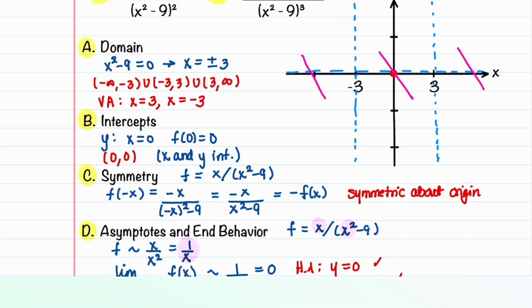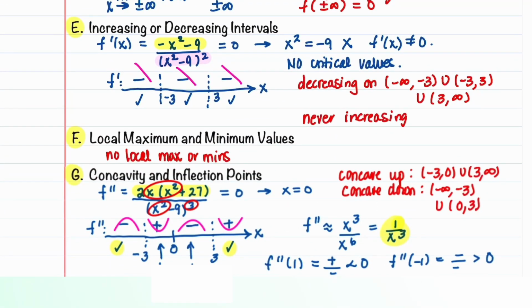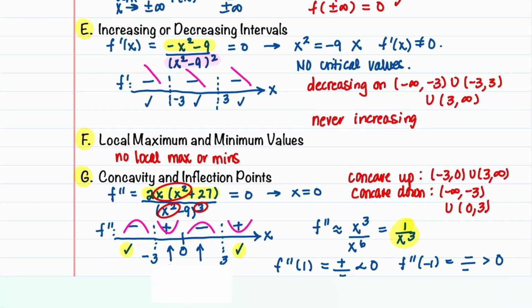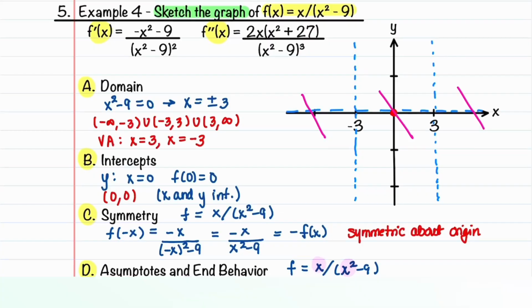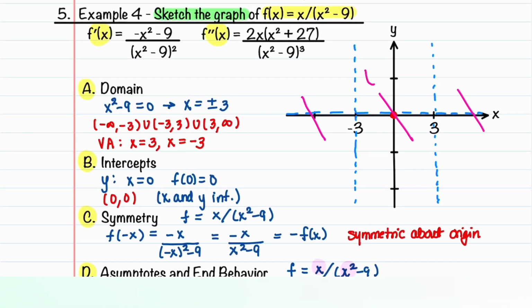And now let's look at concavity. It is concave up between -3 and 0 and 3 to infinity. So we're looking at concave up here, and then concave down here and here. Now we can go ahead and graph our function. To the left of -3, it's going to lie below the x-axis because it's concave down and we have to follow the asymptotes. So it's going to look like this.